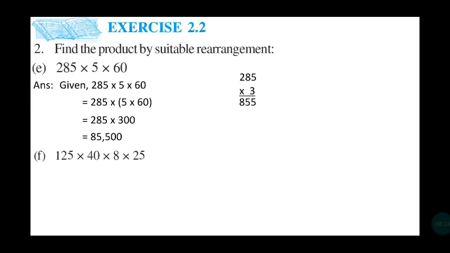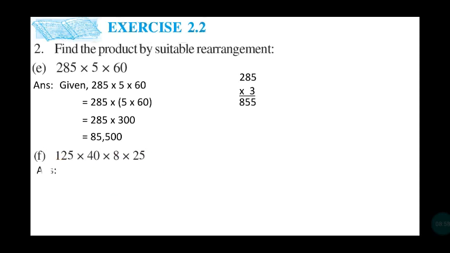Last one, 125 multiplied by 40 multiplied by 8 multiplied by 25. Okay, if you remember in question number 3, which two numbers did we multiply first? 125 and 8, because the answer of this multiplication is 1000. So if we multiply 125 with 8, what answer do we get? 1000. So let's multiply the two numbers first and these two numbers.